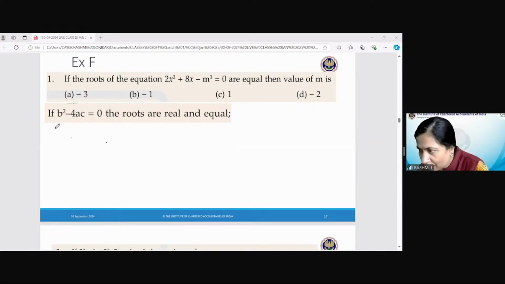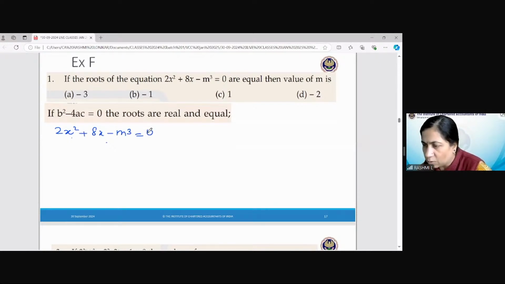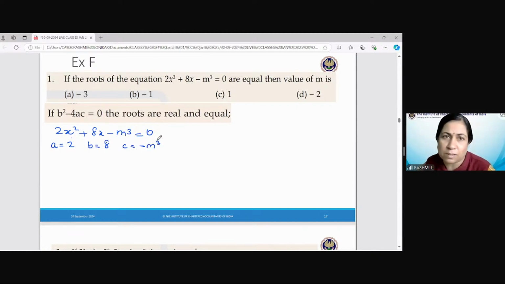Now what is my equation? 2x square plus 8x minus m cube is equal to 0. So this gives me a is equal to 2, b is equal to 8 and c is equal to minus m cube. Please just pay attention that there is a minus here, okay.